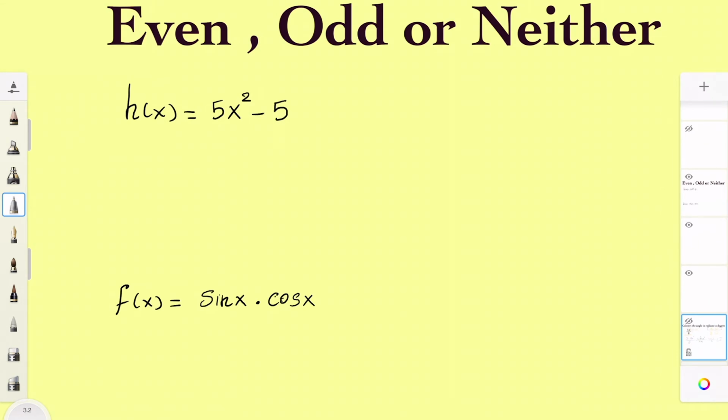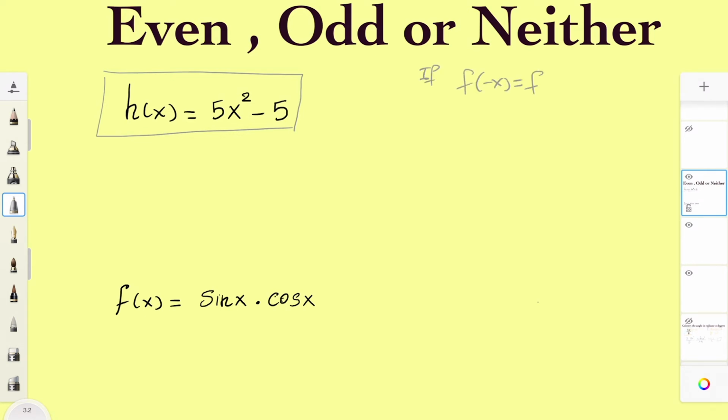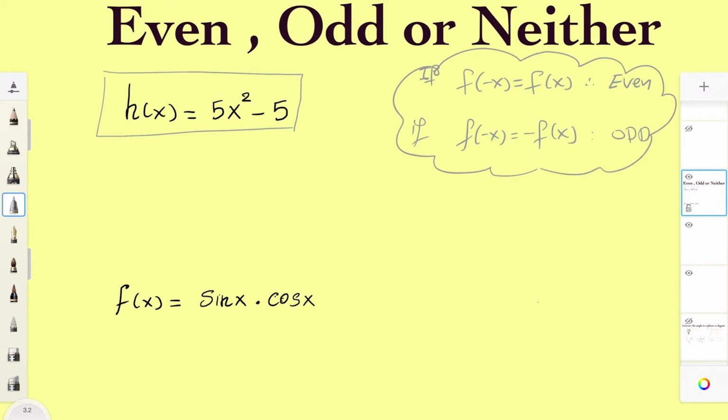The property of even, odd, or neither functions. So h of x, they want to know if this is even, odd, or neither. We know if f of negative x equal to f of x, therefore this will be even. If f of negative x equal to negative f of x, this will be odd. And if it's neither of these two, it will be neither.